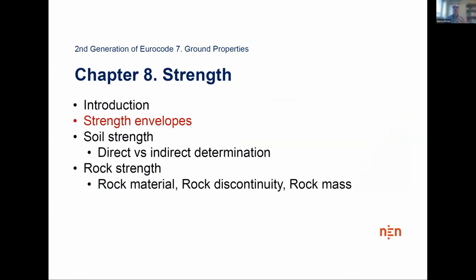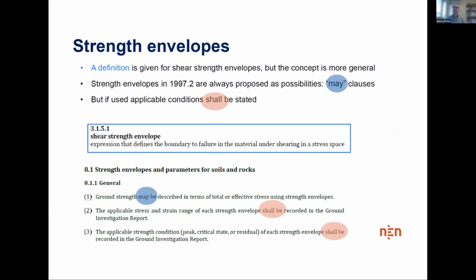Let's now move to something that is also there at the forefront. If you go to chapter 8, part 2, the first section is devoted to what the code calls strength envelopes. What are strength envelopes? A definition is given. It's an expression that defines the boundary to failure in the material under shearing in a stress space. Shear strength envelope. Actually, you might wonder, what happens with a tensile failure?